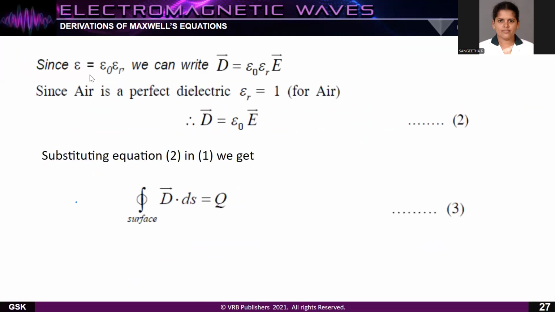What is epsilon? It is the permittivity. Permittivity is equal to relative permittivity into permittivity of free space. Epsilon naught is the permittivity of free space, and epsilon r is the relative permittivity of the medium, or dielectric constant, anything we can say. So D vector is equal to epsilon naught into epsilon r into E vector. If the medium is a perfect dielectric, or an air medium, we can say that for air, epsilon r value is equal to 1. So D vector is equal to epsilon naught into E vector.